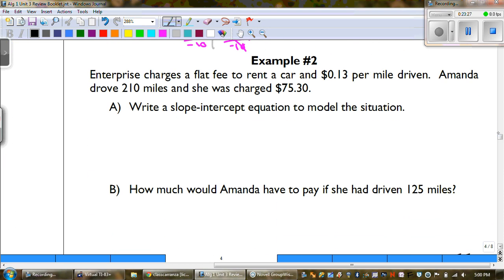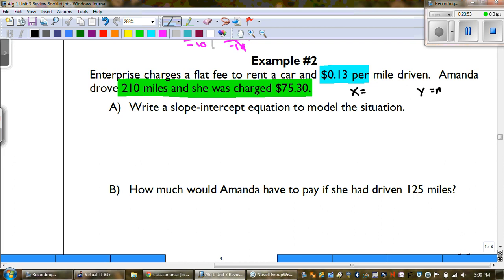All right, example number 2. It says Enterprise charges a flat fee to rent a car and 13 cents per mile driven. That sounds kind of important. Amanda drove 210 miles and she was charged $75.30. So let's remember that x and the y. Y is money, x is miles.